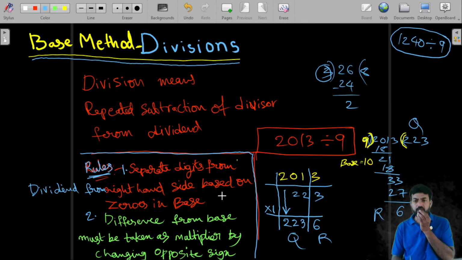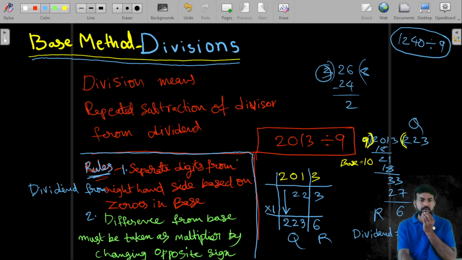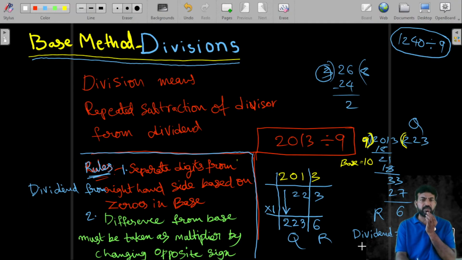Remember, you can check your division using this checking method. Dividend must be equal to divisor into quotient plus remainder. You can use this checking method.